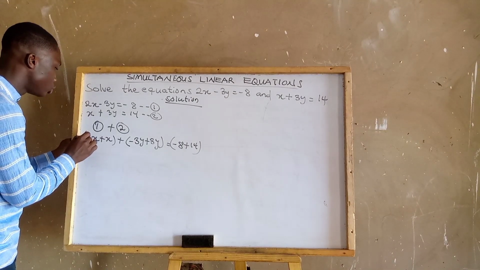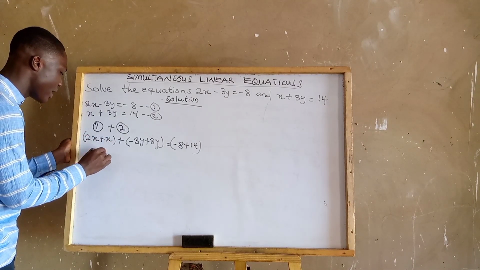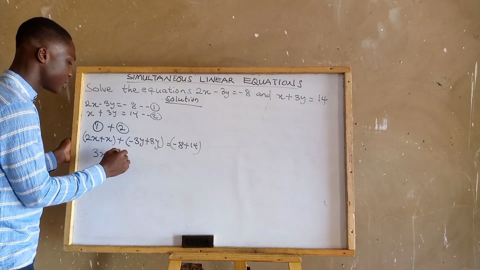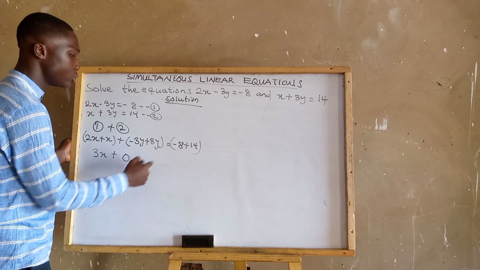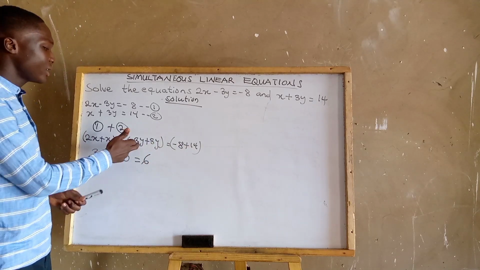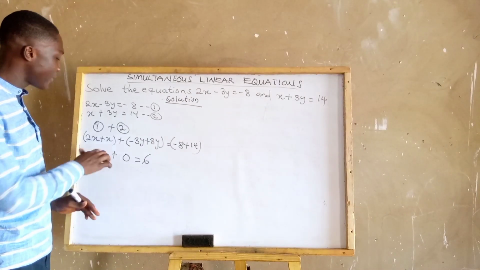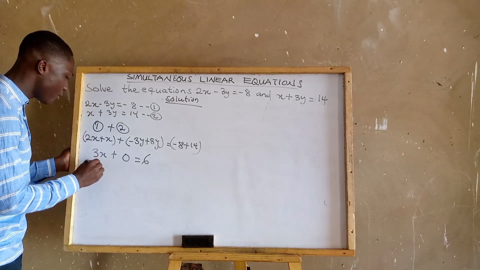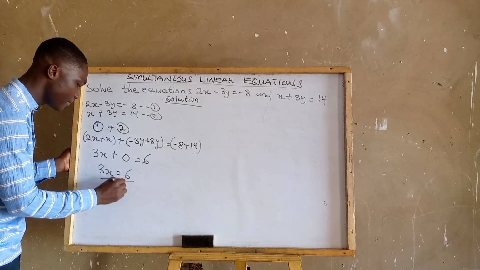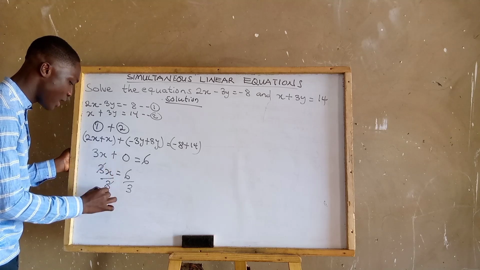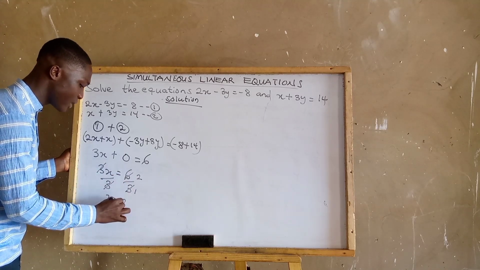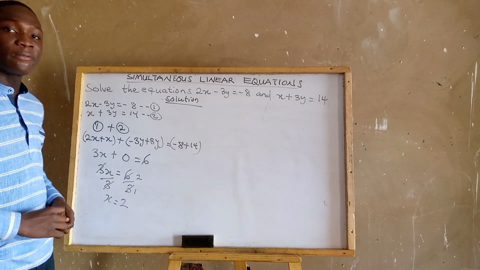So now 2x plus x gives us 3x, plus negative 3y plus 3y gives us 0, is equal to negative 8 plus 14 gives us 6. So y has been eliminated. So you can just find the value of x. So we have 3x is equal to 6. Divide both sides by 3. So 3 cancels 3. We have x is equal to 6 divided by 3, which is 2. So the value of x is 2.